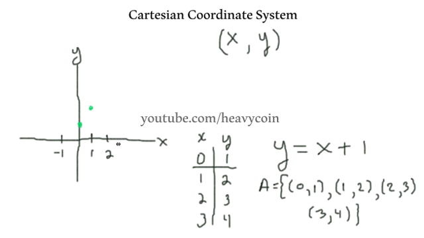And then 2, 3, over 2, up 3, okay, we'll say here. And then 3, 4, so we'll say 3 is right here. And then up 4 is right here. And of course, I have just 4 ordered pairs here.